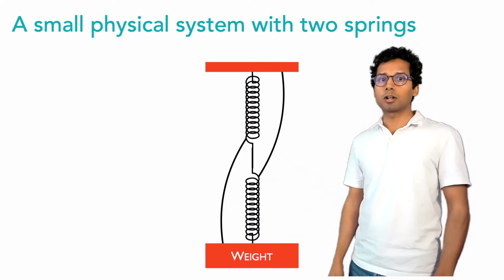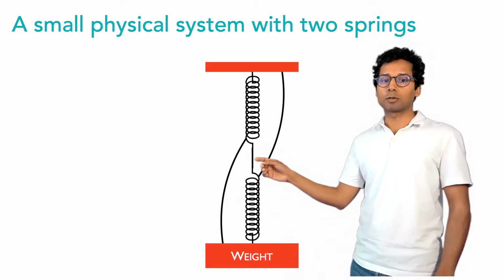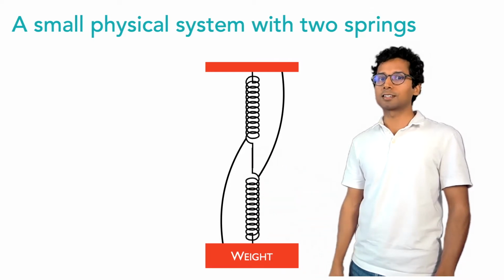I'll use this model to answer two questions. One, which should be relatively straightforward, is what happens if I cut this piece of string in the middle? So I cut this tiny piece of string in the middle. What happens to the system? Does the weight move up or down? And the second question we'll answer is what the hell does this have to do with networking?